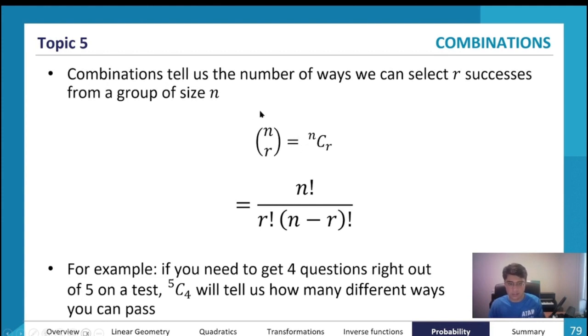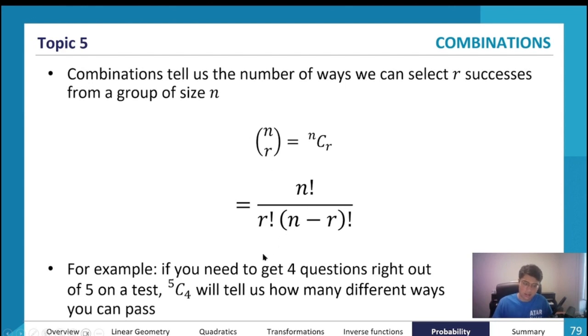Either you can express it in this way in the exam or this way in the exam. VCAA accepts either. The formula for this expression, n choose r, is n factorial over r factorial times (n minus r) factorial. We'll go into what the factorial means in the next slide.